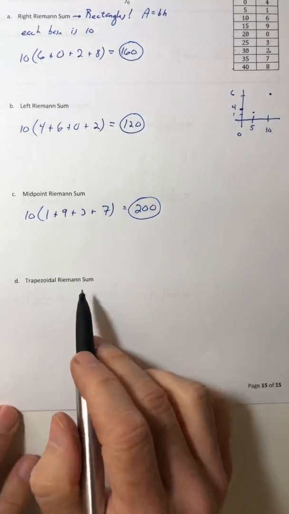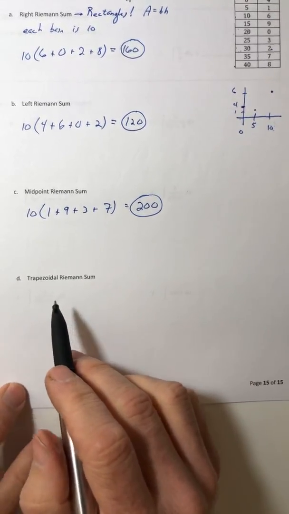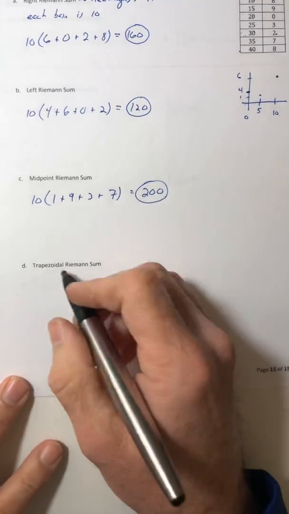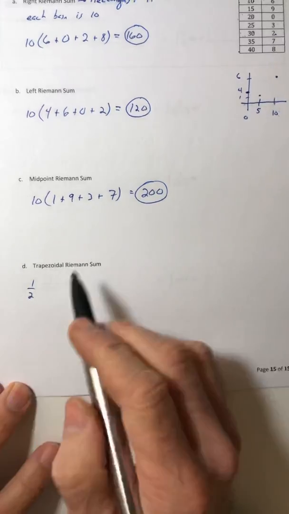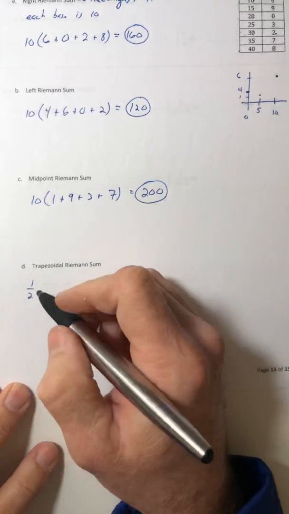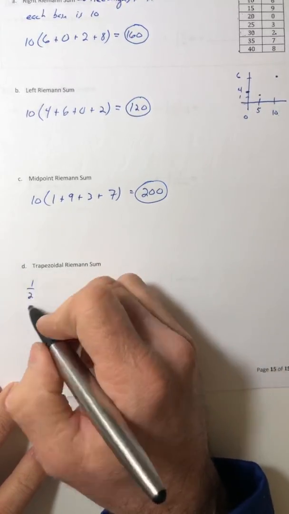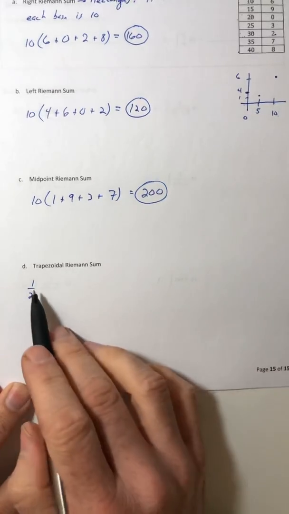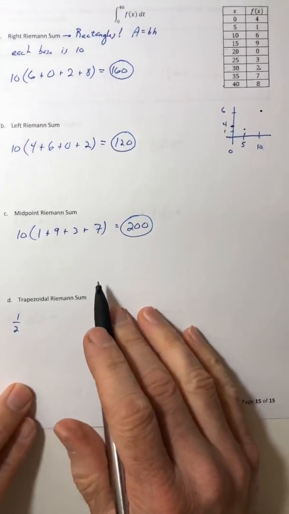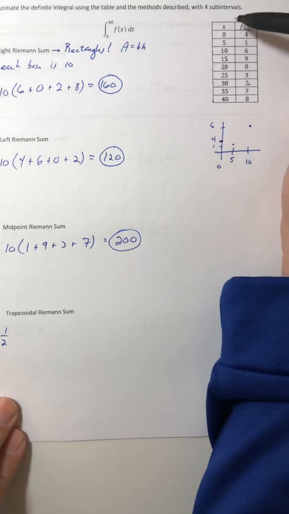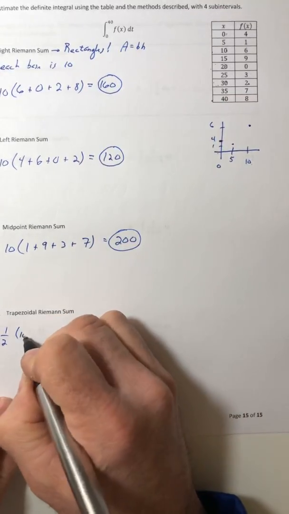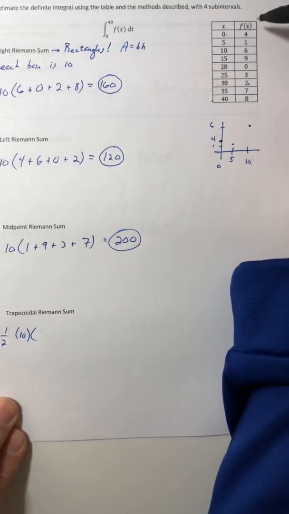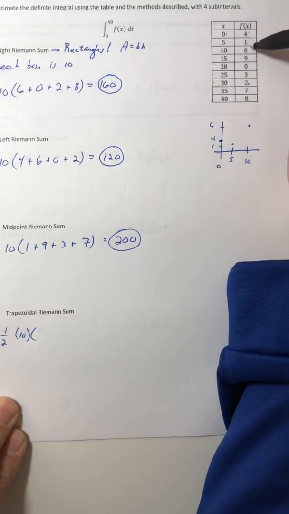Okay, now for D, do a trapezoidal Riemann sum. So I'm not going to factor anything out, just in case it was confusing on the last one. Let's just do the formula straight out. So it's 1/2 times the height. That would go from 0 to 10. The height is 10. And then the sum of the bases, so adding up the 4 and the 6.